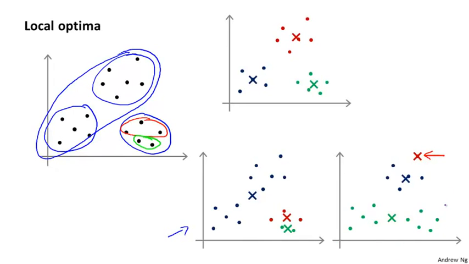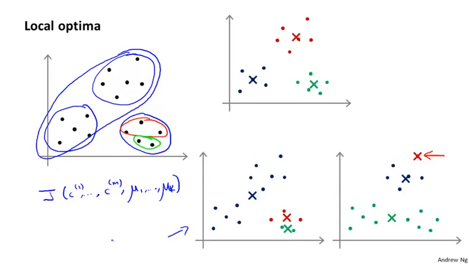And the term local optima, by the way, refers to local optima of this distortion function j. And what these solutions on the lower left, what these local optima correspond to, is really solutions where k-means has gotten stuck at the local optima and is not doing a very good job minimizing this distortion function j.